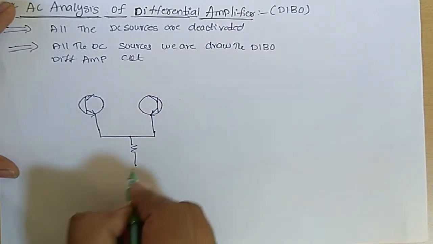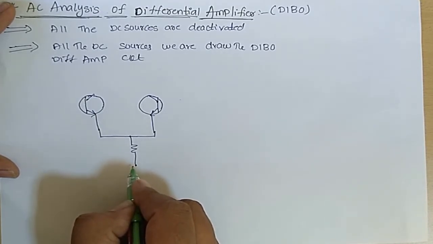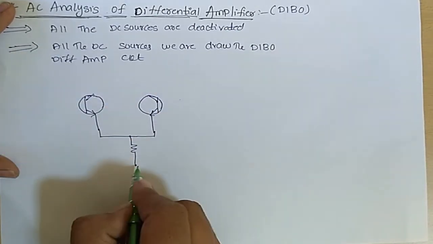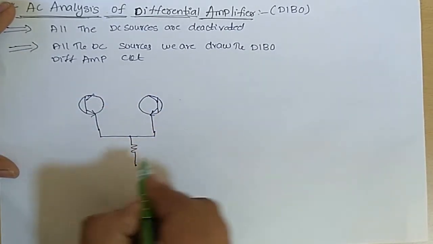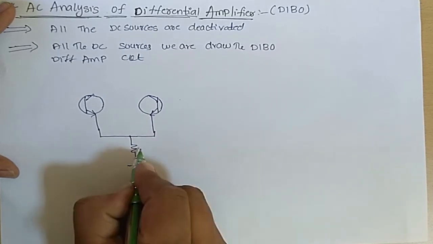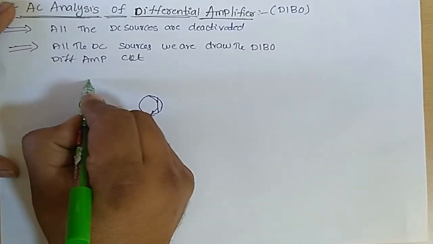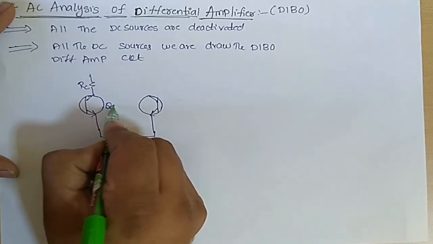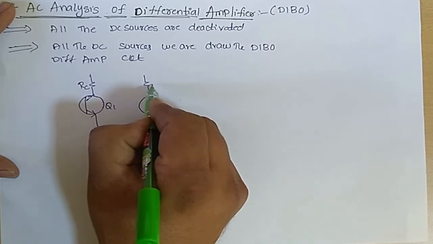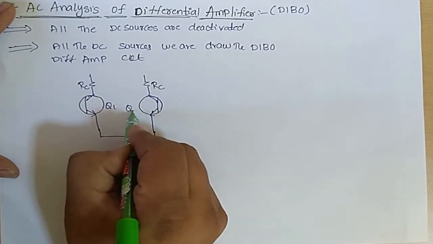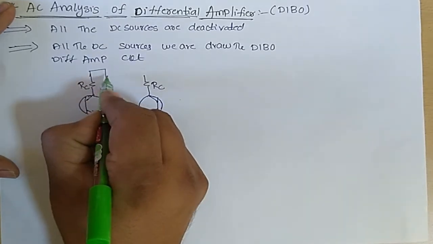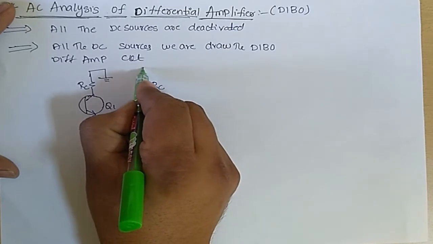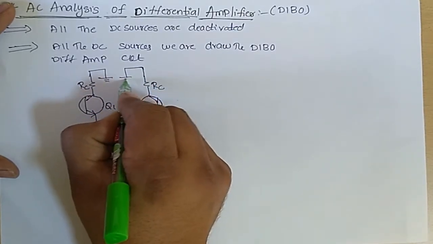Clear? Here we are connecting the negative power supply. That is also a DC power supply, so in the AC analysis it is short circuited, that is, deactivated. So we are connecting the ground. This is RE. Coming to the collector terminals, we have the collector resistance RC for the Q1 transistor. Similarly, we are connecting the collector resistance for the Q2 transistor, and this terminal is also deactivated, therefore the other end is connected to ground. Similarly here also we are connected to the ground.